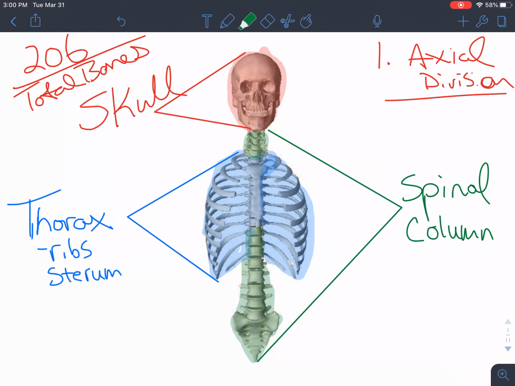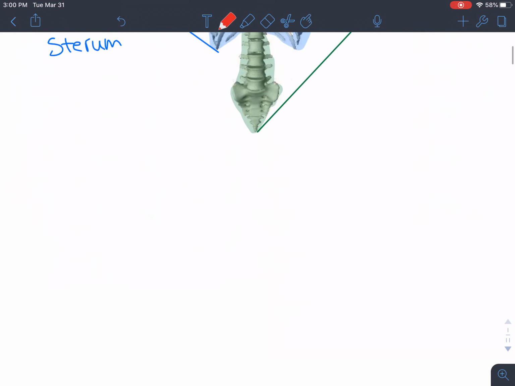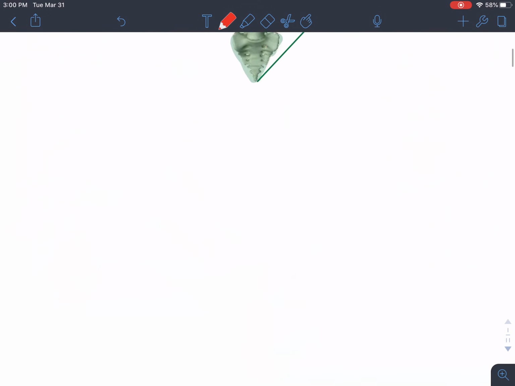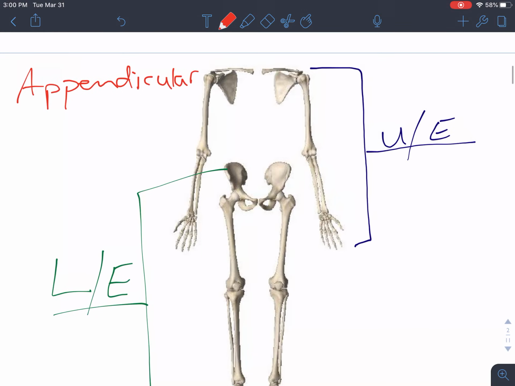So that's the first division. It's made up of three things: your skull, thorax, and spinal column. They all make up your axial division. Okay, good.